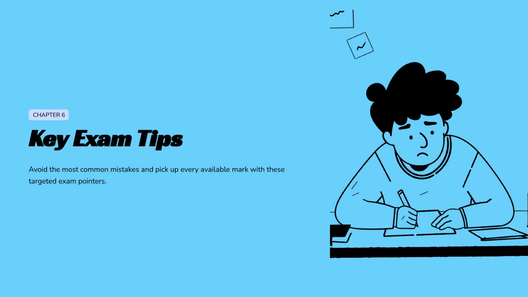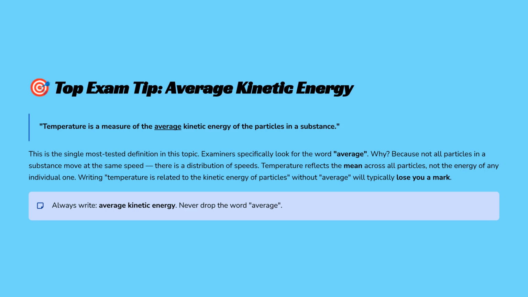We are now moving to Chapter 6, Key Exam Tips. Avoiding common mistakes is the best way to secure those extra marks, so let's walk through some specific pointers for your upcoming assessments. Remember this top tip. Temperature is defined as the measure of the average kinetic energy of particles. Always include the word average in your exam answers. Because particles move at different speeds, temperature represents the mean value across the entire substance.